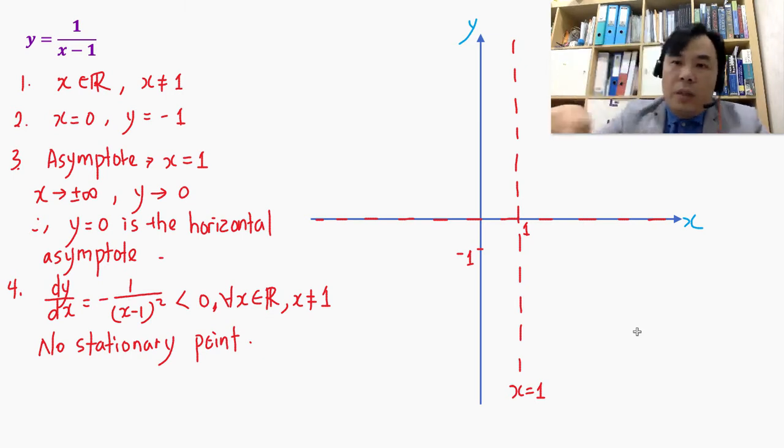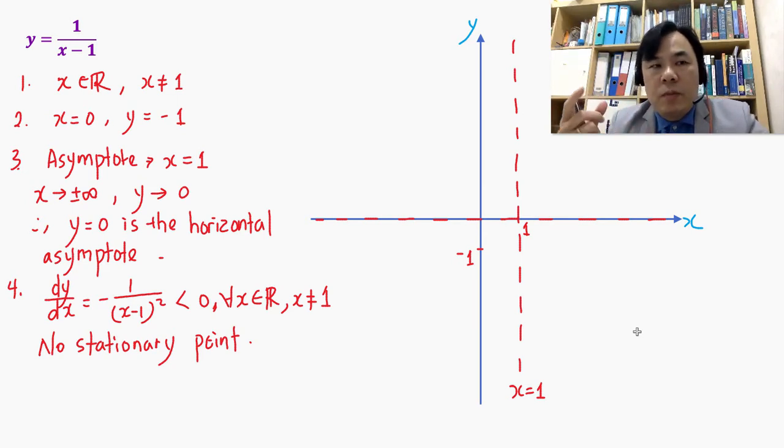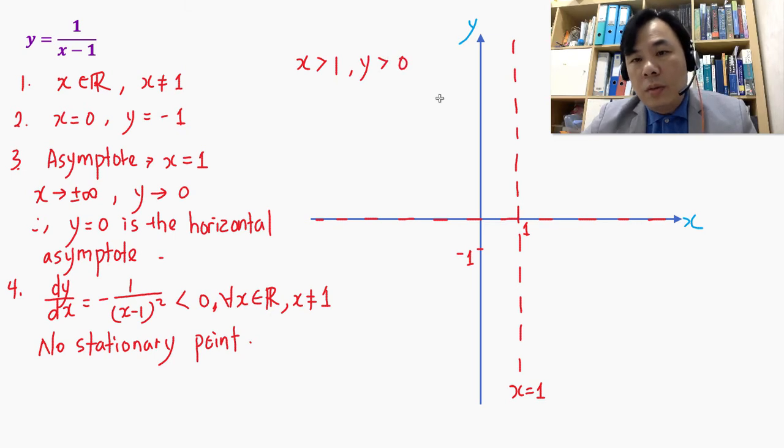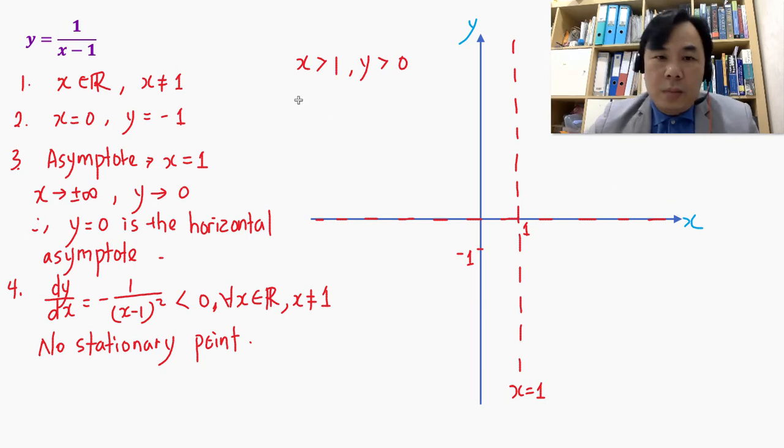We know that the gradient is always negative, and the shape does not differ too much from the previous example. Now, we also notice that for x greater than 1, we expect to see that y is always positive. So we know that the graph must exist over this side here. The same thing when x is less than 1, we notice that y is always less than 0. Now, that's how we know that the graph should look something like this.